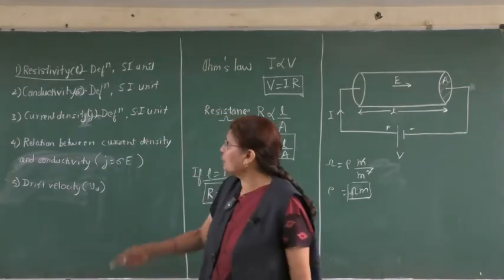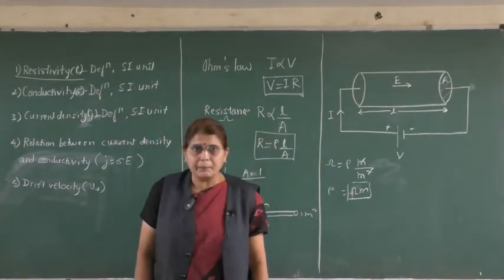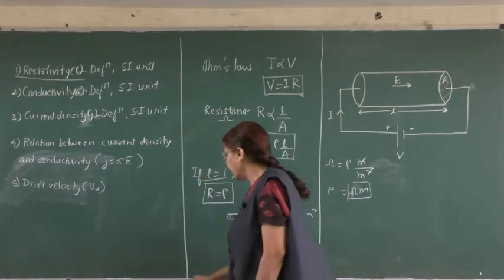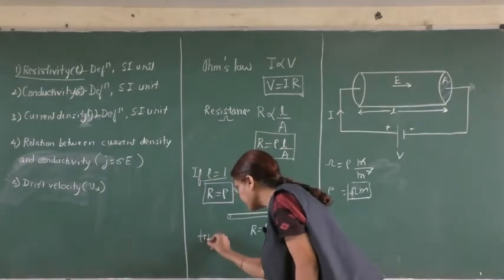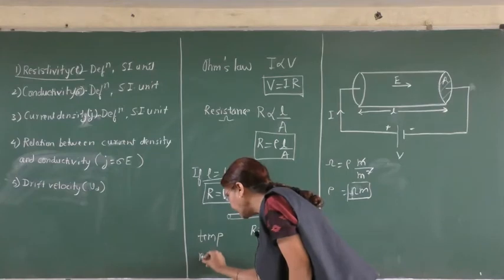So the factors on which resistivity depends: it depends mainly upon two factors. It depends upon temperature and it depends upon the material of the conductor.